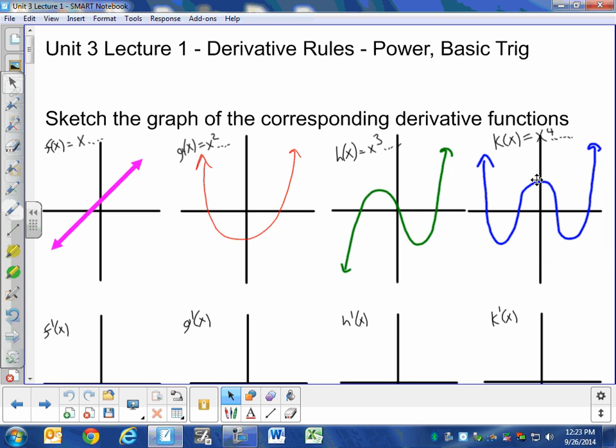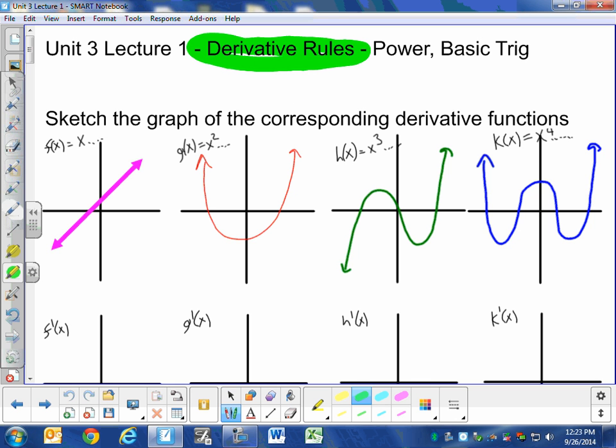All right, Unit 3 is on derivative rules. There are rules to these derivatives. There are rules to finding derivatives. I'll tell you what I'm talking about in a second. There's 4 lectures, and then we'll have a review day, then a test day, just like the last unit.